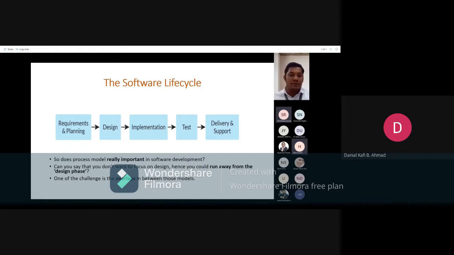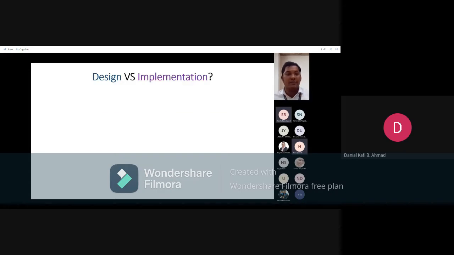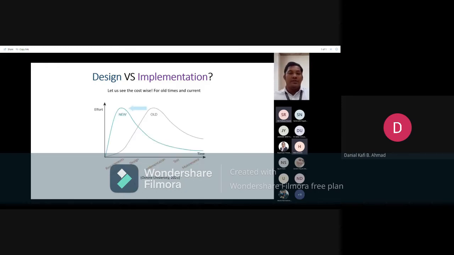Designs versus implementations. What about cost? Let us see the cost in old times and current. If you see this model, we have an effort versus time graph. We have requirements all the way from left to right up to maintenance.